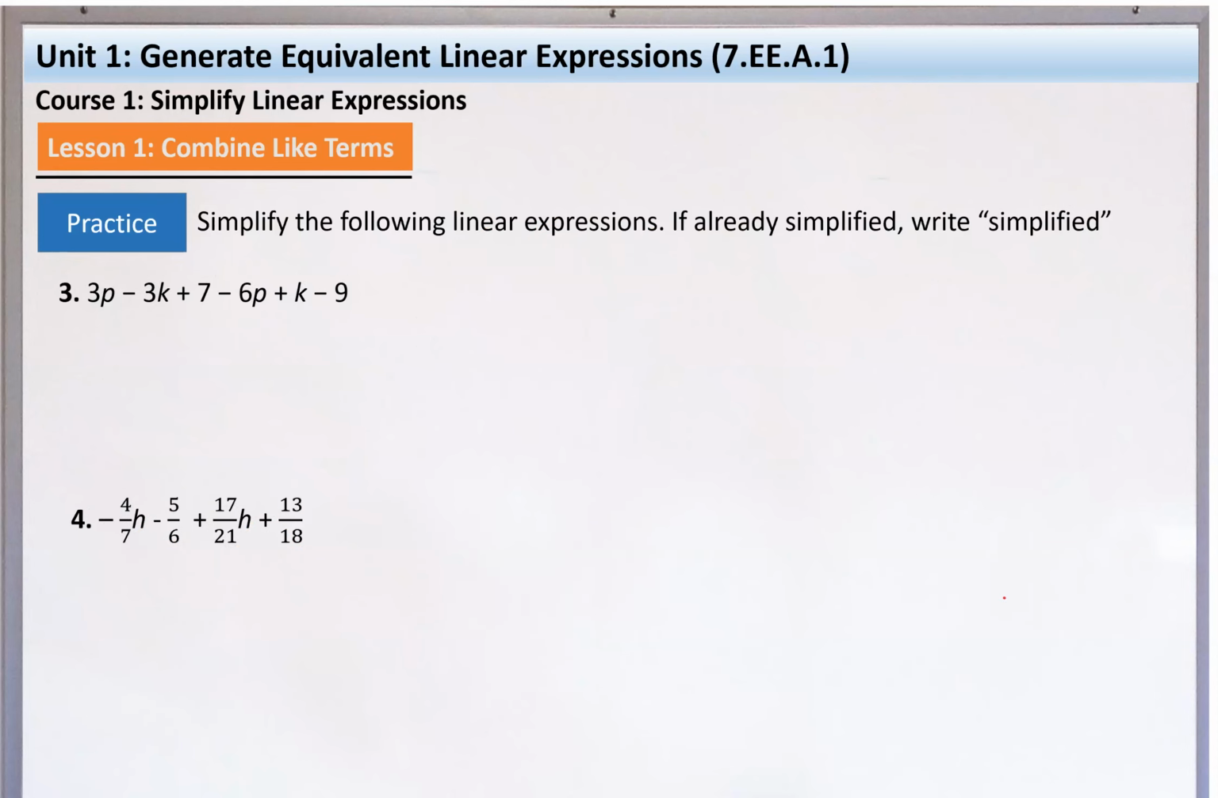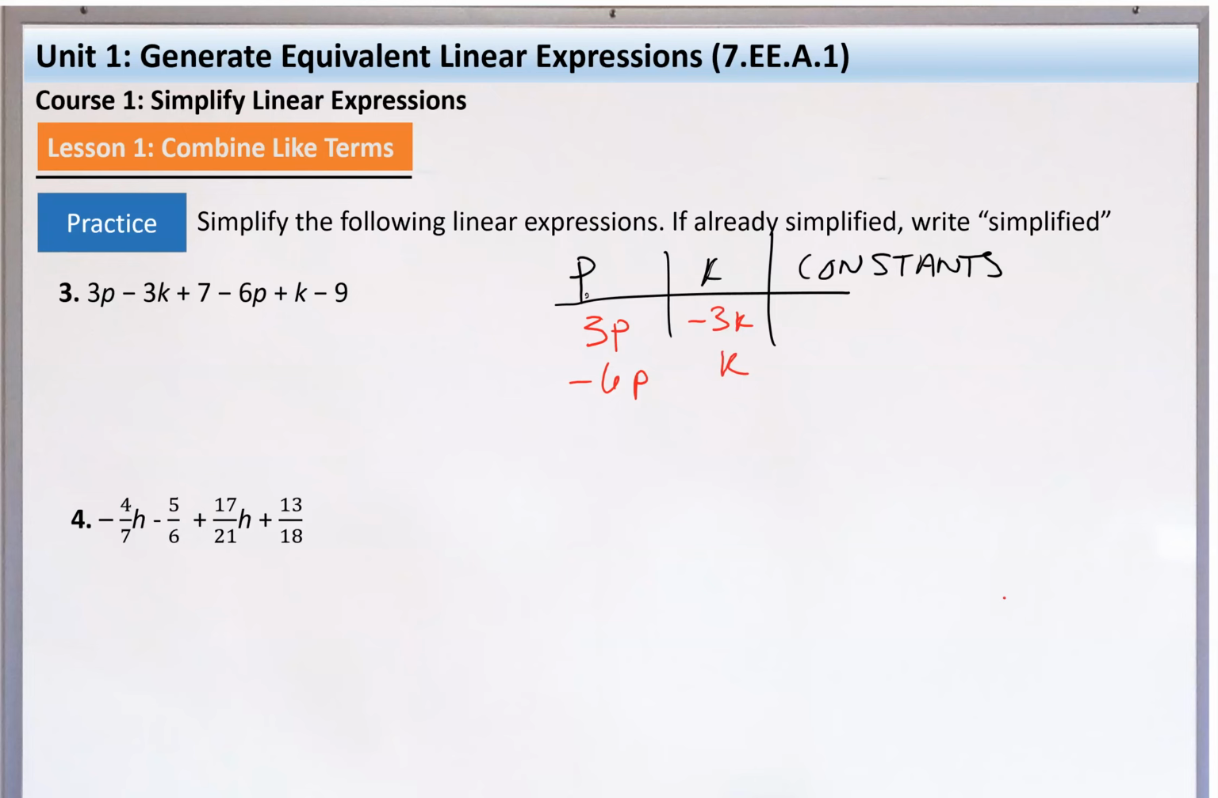3 times some number p minus 3 times some number k plus 7 minus 6 times some number p plus k minus 8. I'm going to use a chart for this one. My p terms are 3p minus 6 times p. My k terms are negative 3 times k plus k. And my constant terms are 7 and negative 8. So I'm going to combine these terms. That's supposed to be a k.